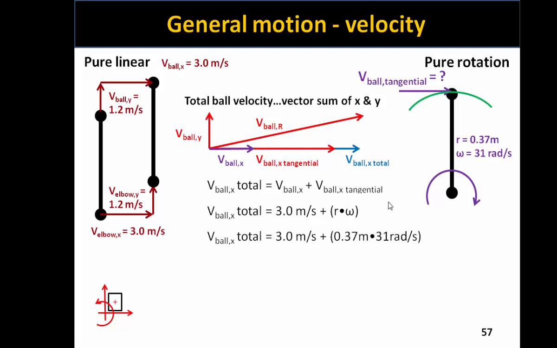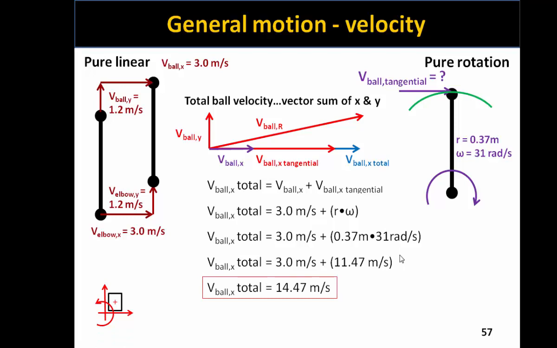As we substitute the numbers and perform the math, we end up with the value of 11.47 meters per second for the tangential velocity of the ball, ignoring the linear aspect. Then we add that to the linear aspect for the total velocity, and we end up with a total movement velocity of the ball in the x direction of 14.47 meters per second.